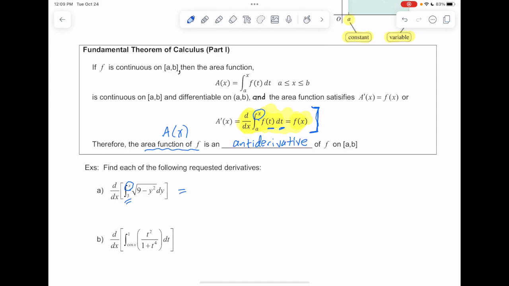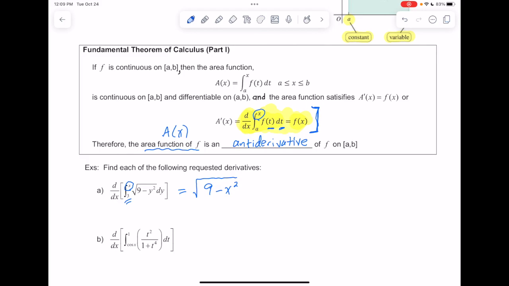So this is one of the quickest derivatives we would ever do. It just ends up being the square root of 9 minus x squared. So it almost seems too easy. But what the Fundamental Theorem of Calculus is saying to us in a way is that the derivative and the definite integral are somewhat inverses of each other and kind of cancel each other out. We just have this substitution happening where the upper limit gets plugged into the function.